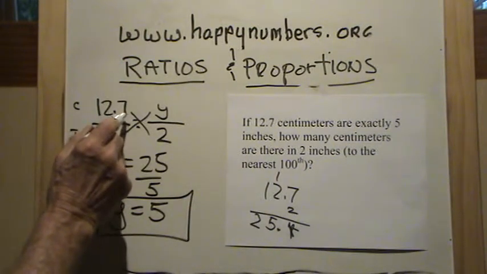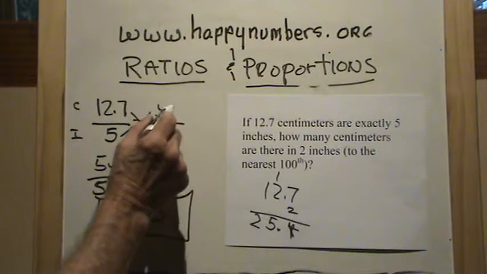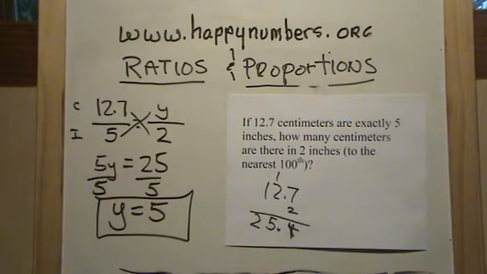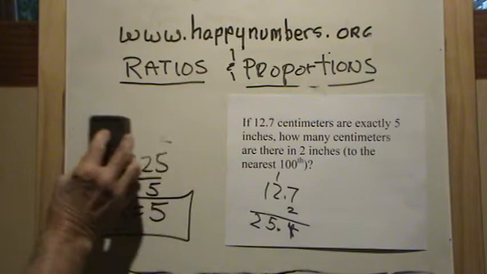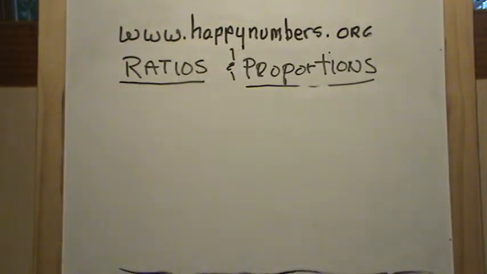12 and 7/10 centimeters equals 5 inches. 5 centimeters equals 2 inches. We solved for y. Well, good. Well, that's basically it for the entire lessons on ratio and proportion.